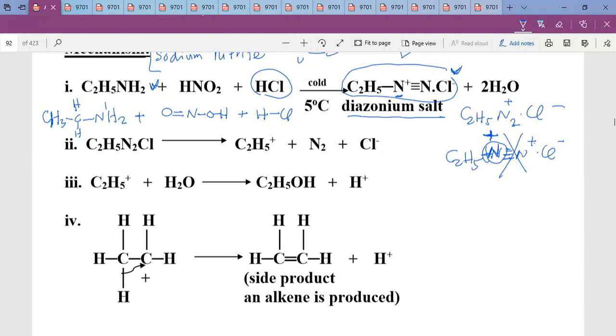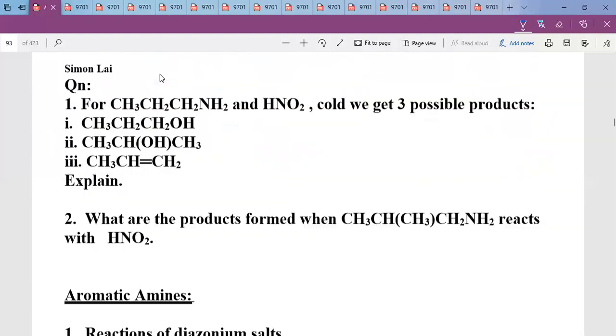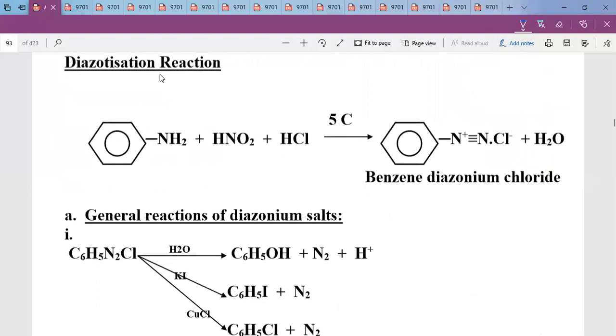So what happens is the water comes out, and the N and the N join together to form a triple bond here. Two waters come out, and the Cl becomes Cl minus. So this is how I remember the whole thing. You try it. Now, this is not important because the aliphatic amine is not asked in exams. It's the aromatic amine.